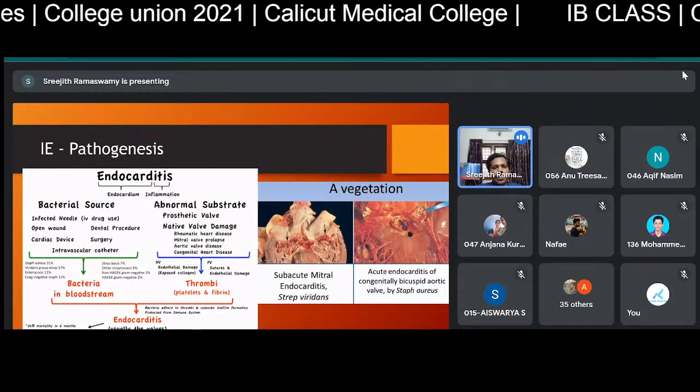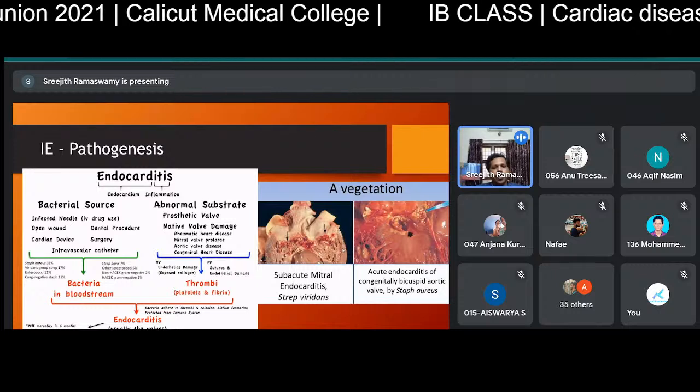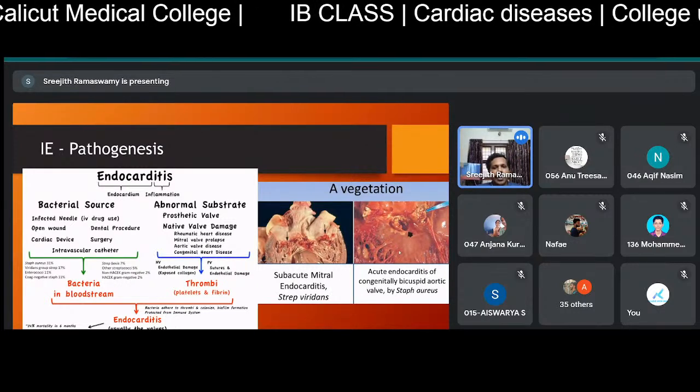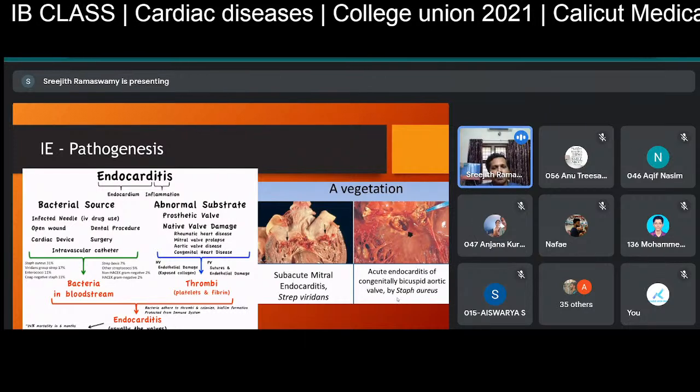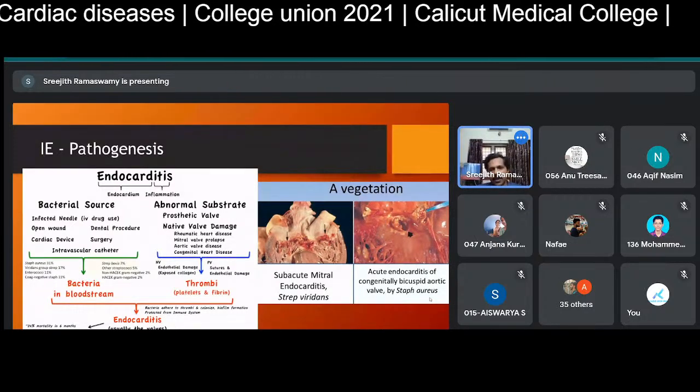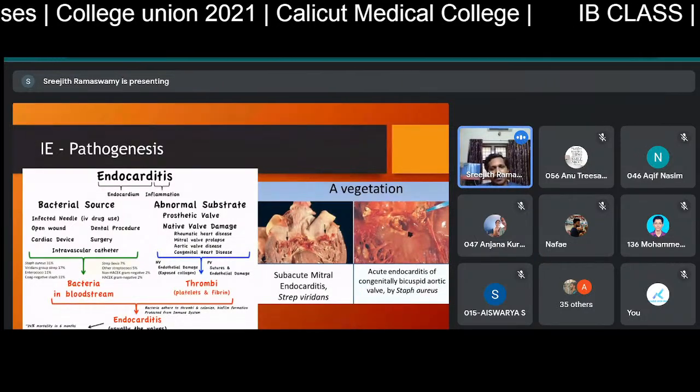Subacute bacterial endocarditis, you can see the inflammation is less severe. It is caused by the Streptococcus viridans. While acute endocarditis, you can see the very severe inflammation, which is commonly caused by Staphylococcus aureus. Okay, so basically, acute endocarditis is a dramatic presentation.